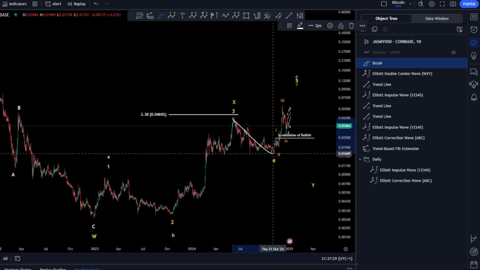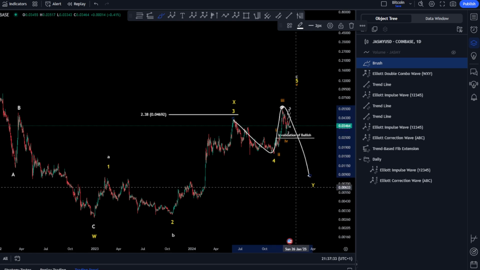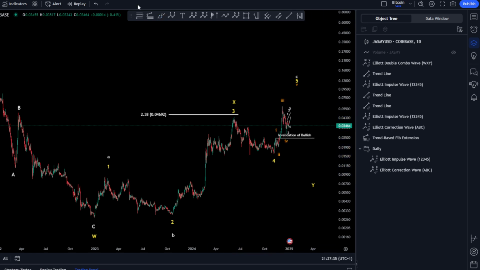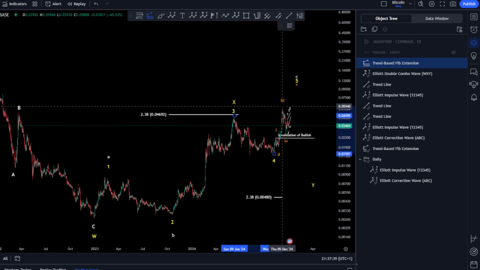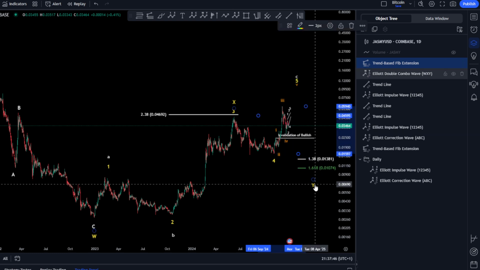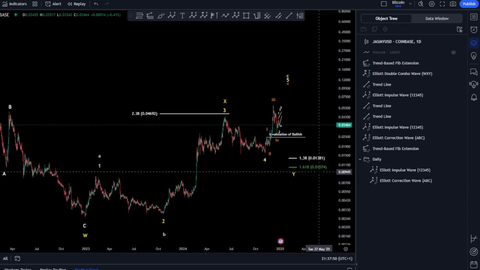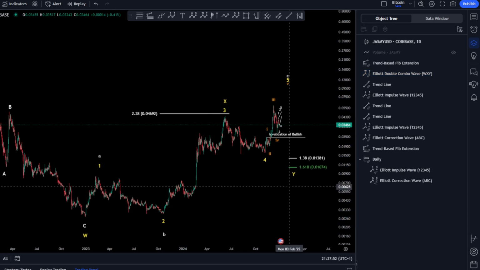Because this A, of course, is lower than your B, this is an expanding flat, and then your wave Y, of course, can finish lower. So in that case, in case we're going into an expanding flat, here we go, wave C expanding flat, these are your targets. 1.618, a common target, of course, at 0.010.